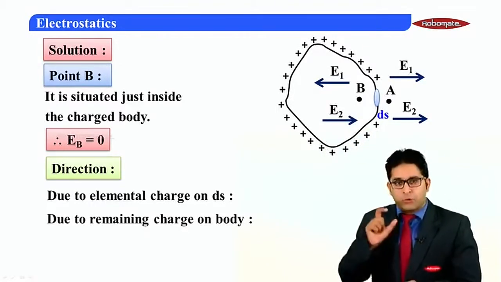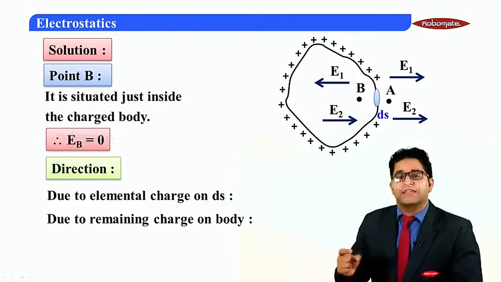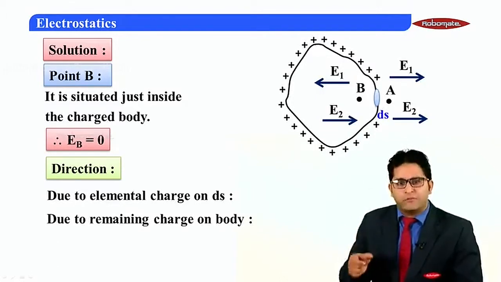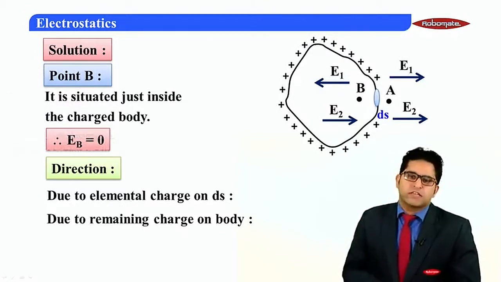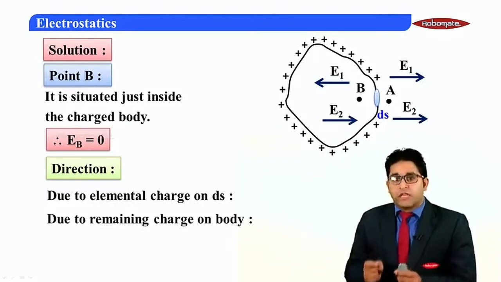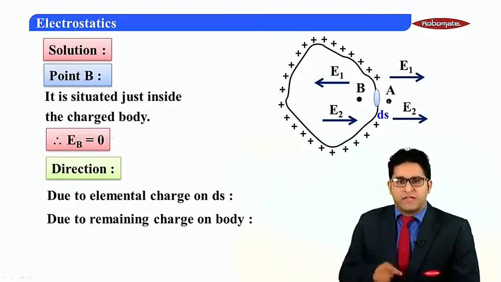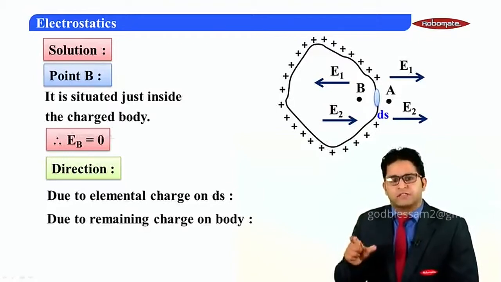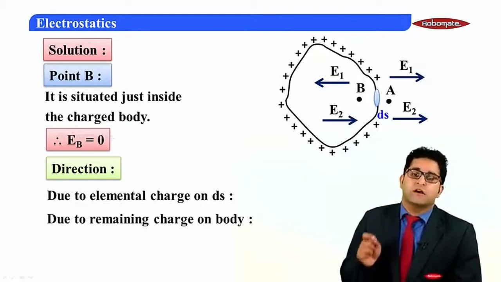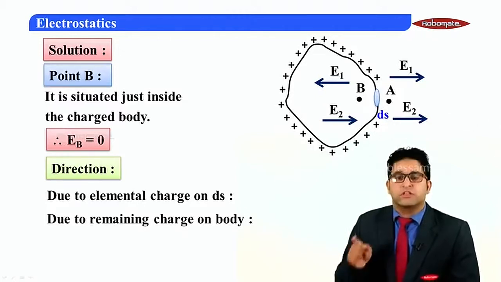So for point A, both the intensities are in the same direction, and for point B, which is just inside, both the intensities are in opposite directions, so that the net intensity at point B becomes 0, right? So students, in this particular module, we have analyzed the given situation and we came to the conclusion that for any point outside a charged body of any shape, both the intensities E1 and E2 due to the elemental charge and the remaining charge are in the same direction, but for point B, which is inside, both the intensities are in opposite directions, right? So students, this situation is very important. We'll be using this situation in the forthcoming module.